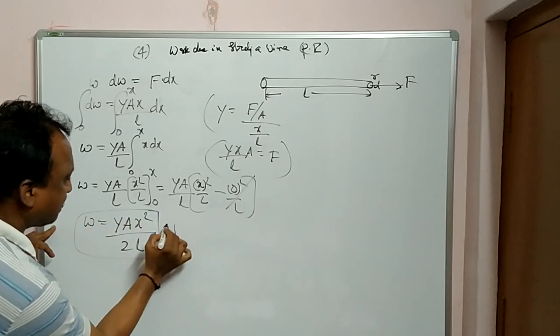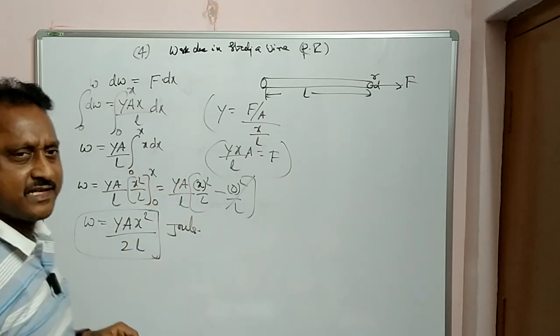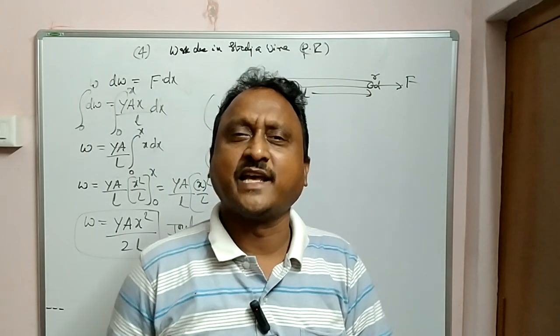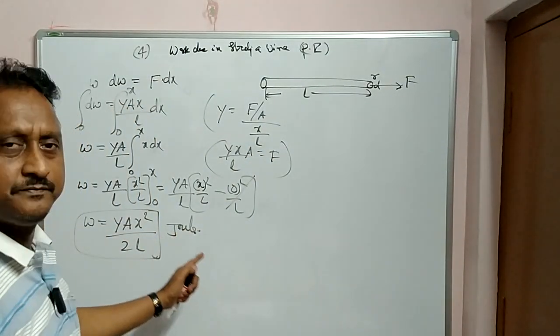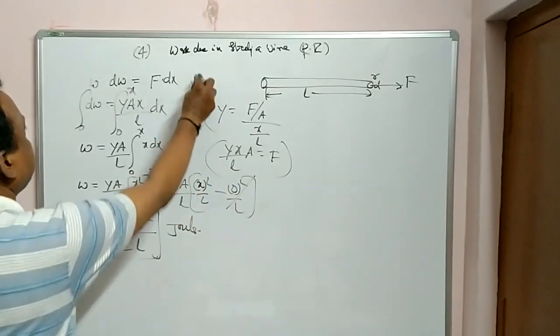This will be in, of course, joules, named after the scientist Prescott Joule. This question carries 4 marks in IPE. Very important, please note it down. Right, very good.